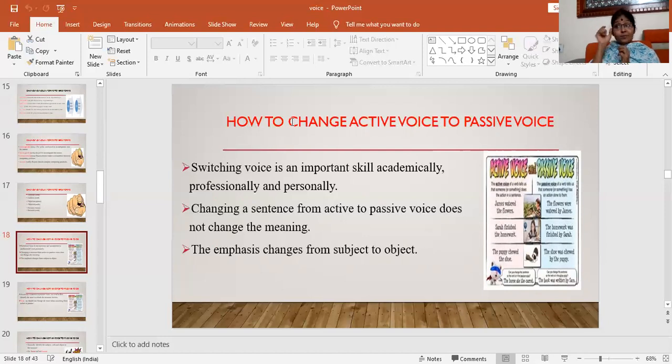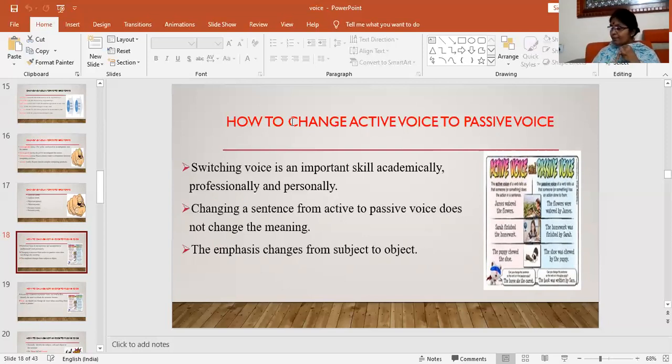Now we know that we should use verb forms, right? When we are using active voice. Now we also know how we make active voice sentences. How to change active voice to passive voice. So switching voice is an important skill academically, professionally, and personally. When changing a sentence from active voice to passive voice, remember the meaning does not change. The meaning should be the same. The only thing is that the emphasis will change from subject to object.